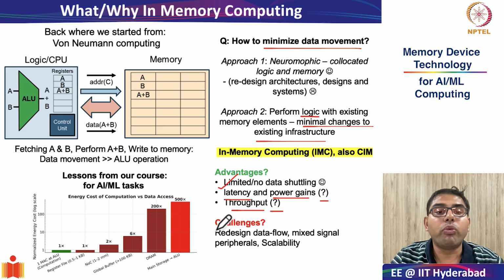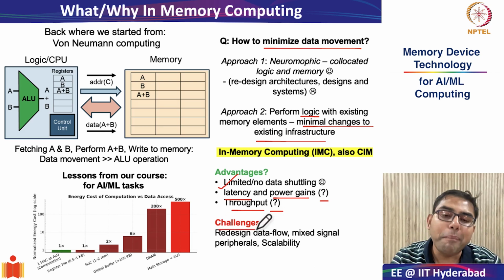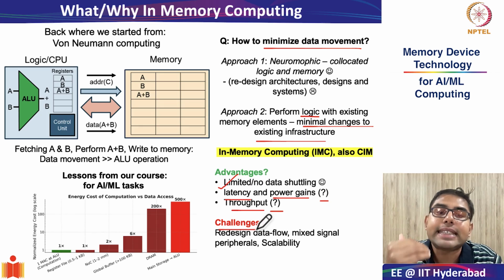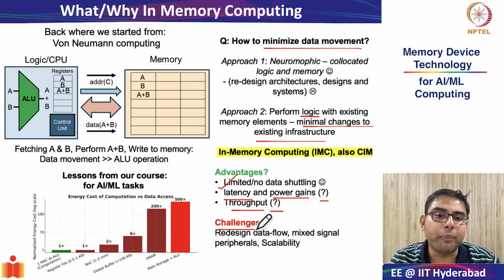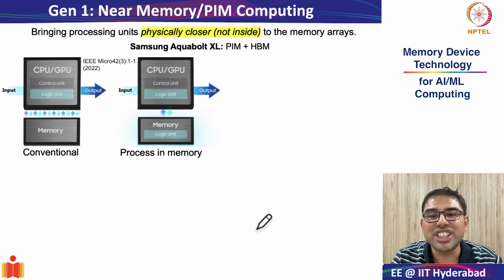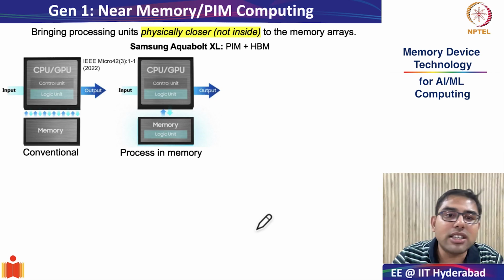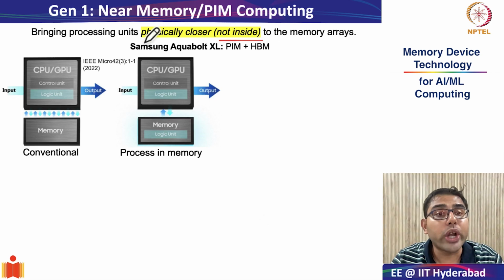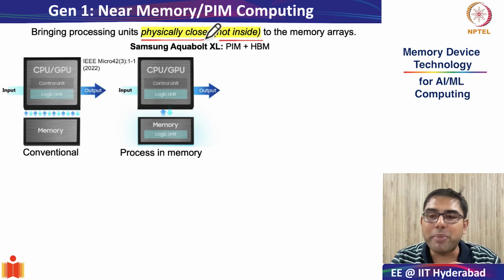And this is where we will also look at some challenges of implementing in-memory computing. That is, how do you redesign the data flow and do mixed signal peripherals? And what are the factors that prevent the scalability of in-memory computing? So with this introduction, let's go and try to look at the first generation of doing in-memory computing. But the first generation of in-memory computing was not really doing computing exactly inside the memory arrays, but doing computation physically close to the memory arrays.